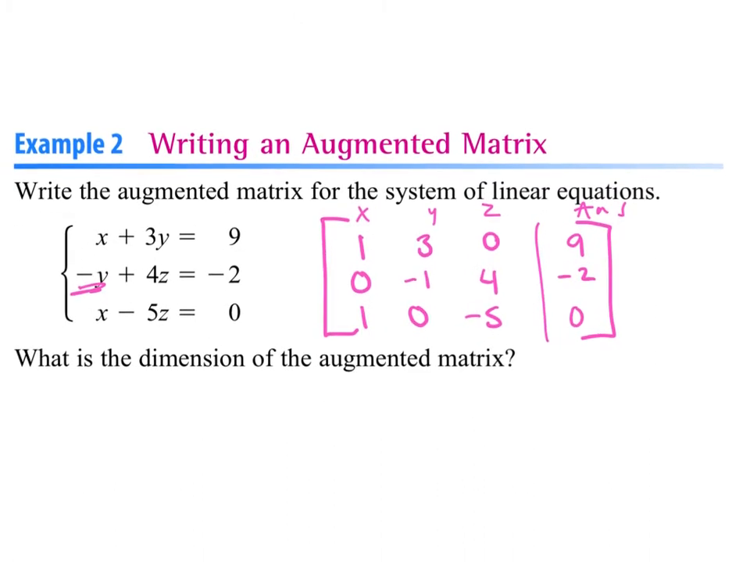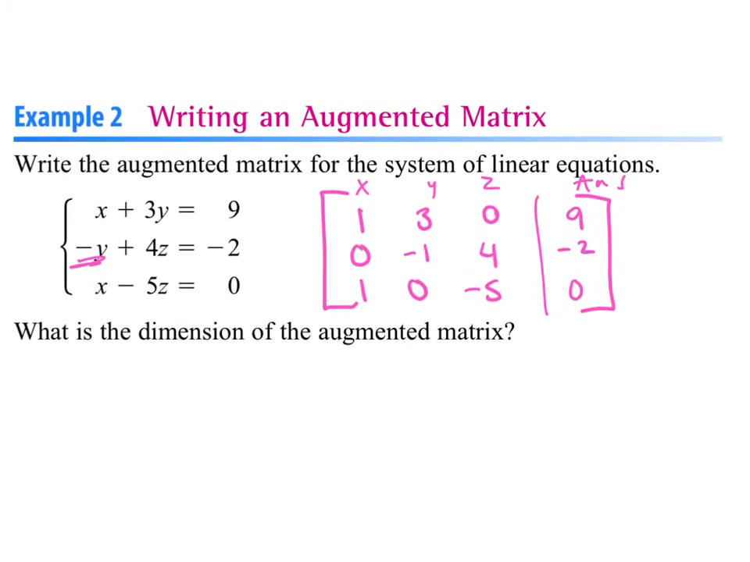What is the dimension of the augmented matrix? How many rows do we have? 3 rows. And how many columns? So it is a 3 by 4.